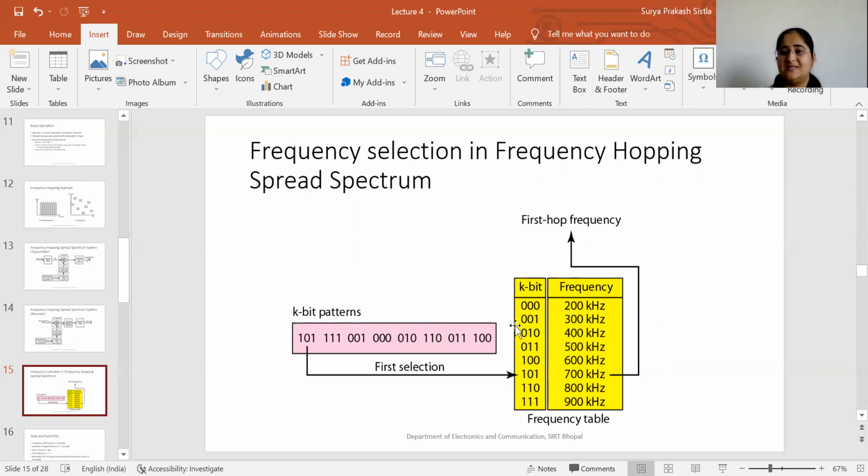After that, all this transmitted data is clubbed and transmitted through a common channel, and the bandwidth of that signal is very large. So we say your input signal is spread spectrum, that all the bits are combinedly transmitted through the spread spectrum technique, but at different frequencies.